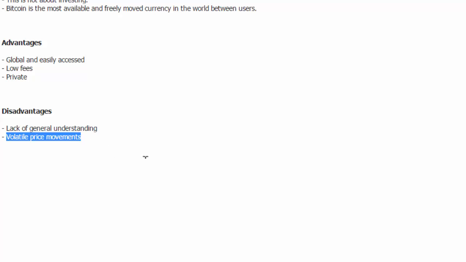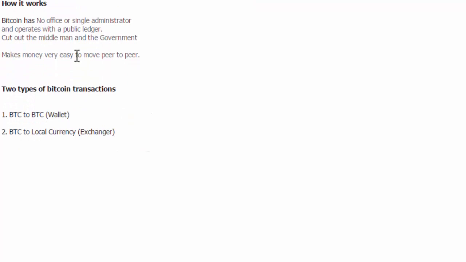So how does it work? I'm just going to give you a really quick overview now of how it works. So Bitcoin has no office or single administrator, and it operates with a public ledger. It cuts out the middleman and the government. Okay, so it's unregulated, it's completely global, and the users basically run it.